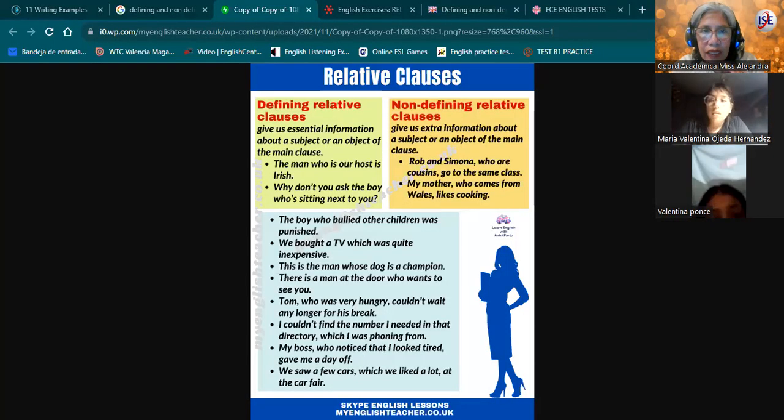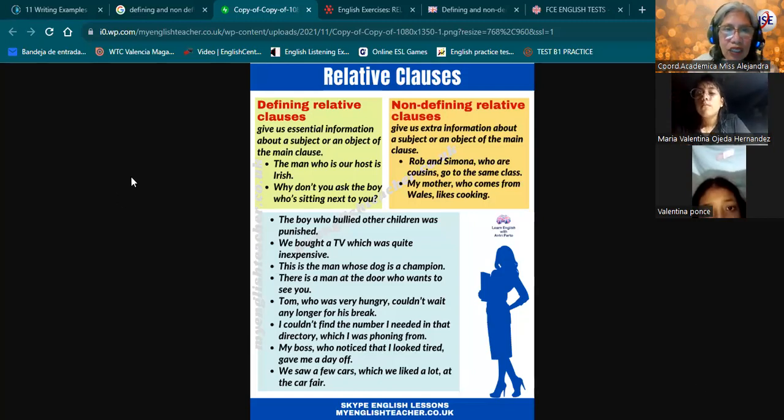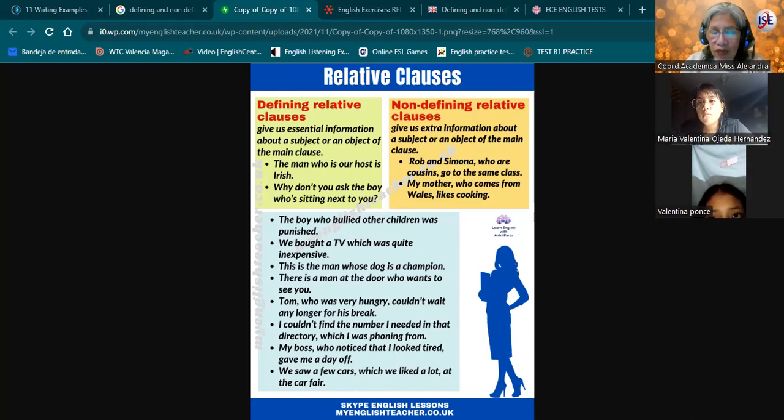A defining relative clause gives us essential information about the subject or an object of the main clause. Okay? We need that information. It is necessary to understand the sentence. And the non-defining relative clause gives us extra information about an object or the main clause. Okay? So the defining are necessary and the non-defining are additional. I can eliminate the non-defining and it is no problem.